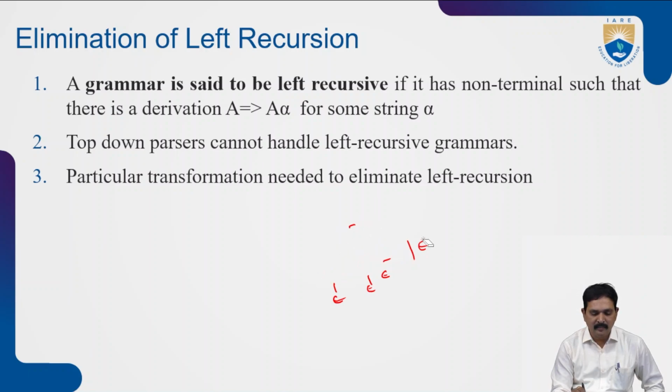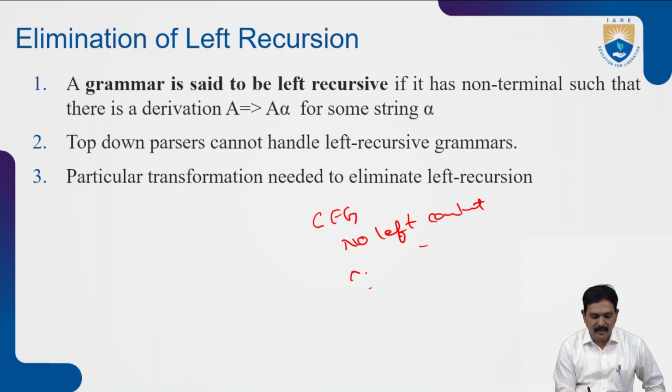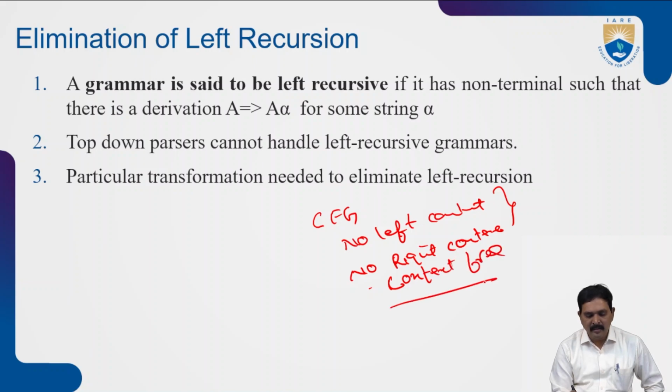So in the context-free grammar, mainly, there is no left context, and I am writing here for your understanding, no right context. Totally, this idea is called context free. So the name for this particular grammar, context-free grammar, comes from having no left context and no right context. The corresponding grammar is called a context-free grammar.